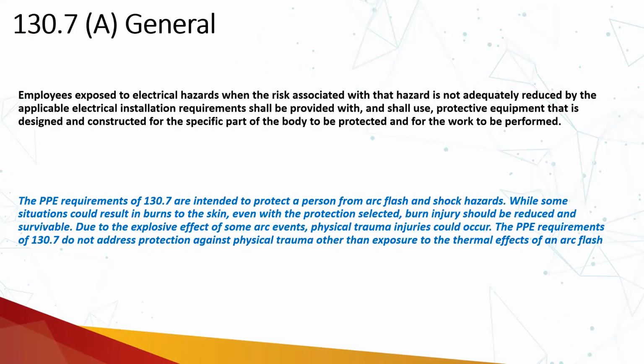Any employee who is exposed to an electrical hazard, when the risk associated with that hazard is not adequately reduced by applicable electrical installation requirements, shall be provided with and shall use personal protective equipment that is designed and constructed for the specific part of the body to be protected and for the work to be performed. Article 130.7 talks about the PPE requirements which are intended to protect a person from arc flash and shock hazard. Again, you can see that 70E does not refer to any type of personal protective equipment against arc blast hazard.